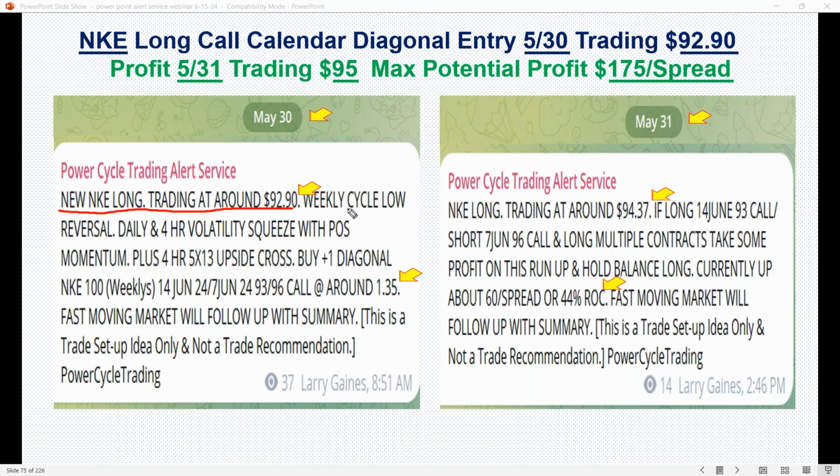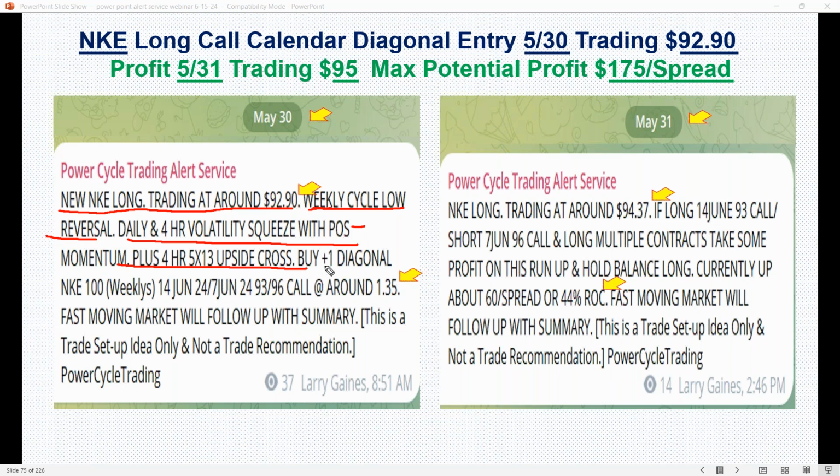Again, here's what I look for. These are the things I'm scanning for, spending a lot of time looking, that maybe you don't have the time to look for, and maybe you don't know how to look, but I'm giving you these trades and then you can do what you want with them. Weekly cycle low reversal. Then it had a daily plus 4-hour volatility squeeze with positive momentum, and my favorite, a 5-13 upside cross. So this had everything I was looking for.